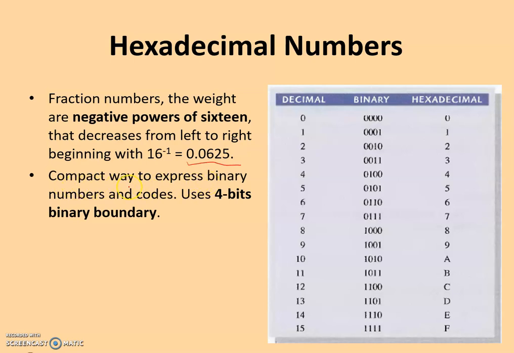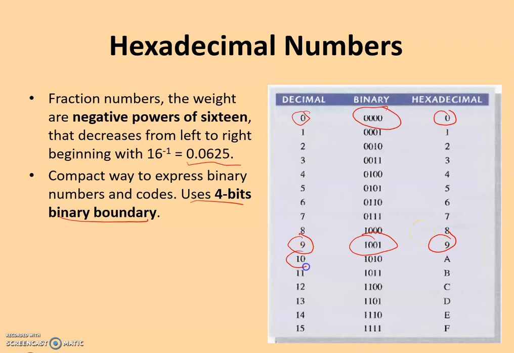A compact way to express binary numbers and codes is to use a 4-bit binary boundary. For example, this is the decimal number 0. The equivalent in binary is 0000, and the equivalent in hexadecimal is 0. Now we see 9 in base 10: the binary number is 1001, and the hexadecimal is also 9 in base 16.